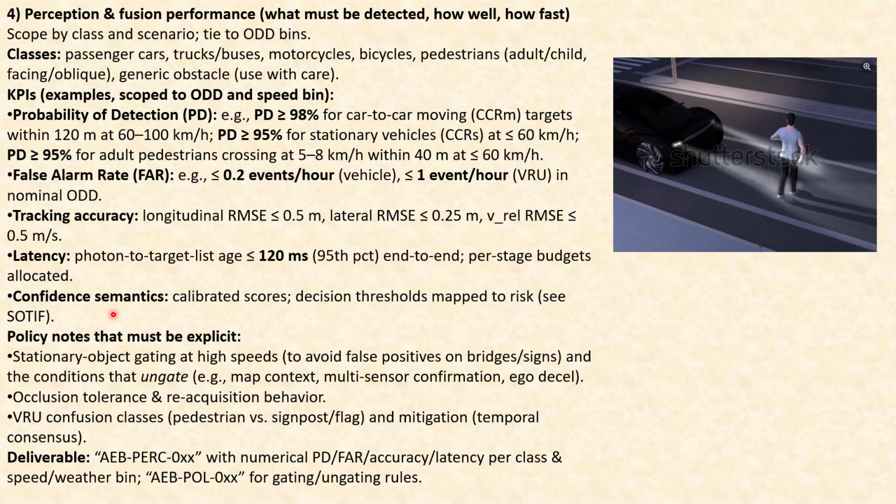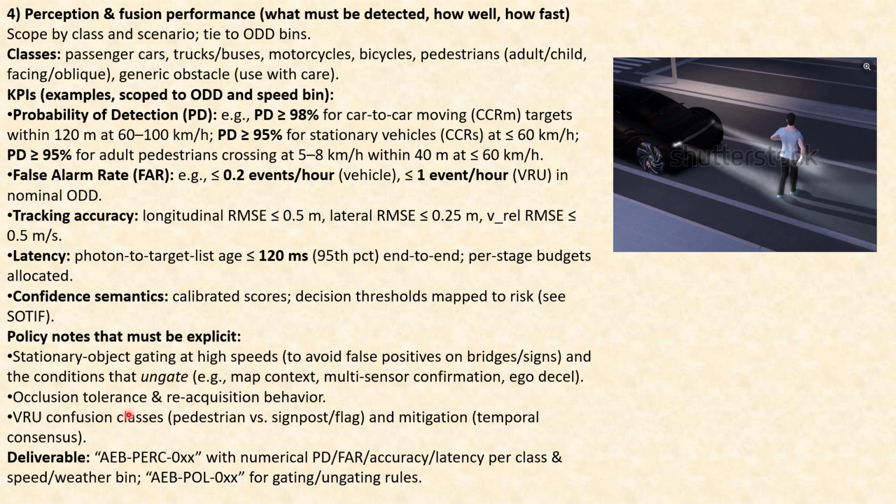And also when it comes to confidence semantics, what are the various calibrated scores, decision thresholds mapped to risk, and policy notes that must be explicit. All right, for example, stationary object gating at high speeds, and the object conditions that ungate, for example, map context, multi-sensor confirmation, ego deceleration.